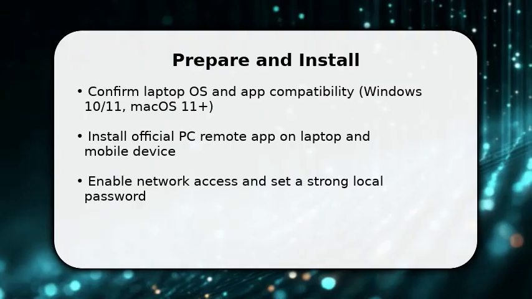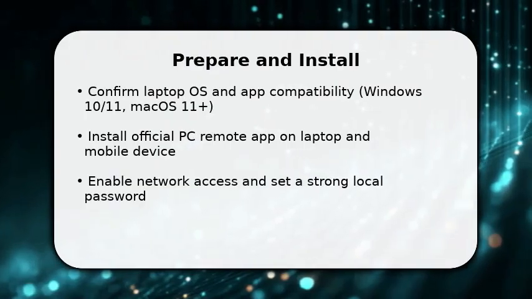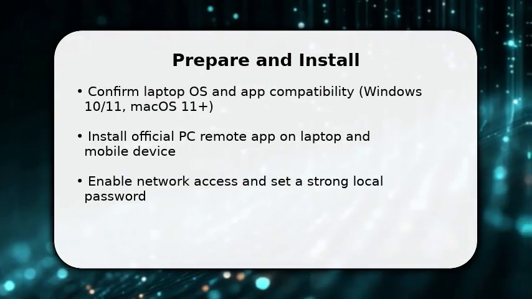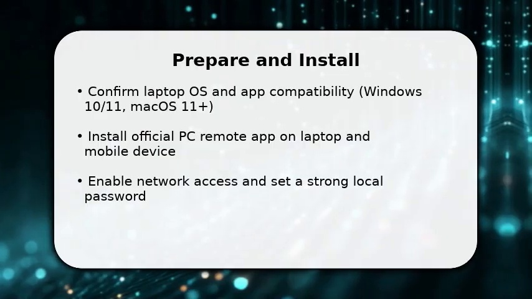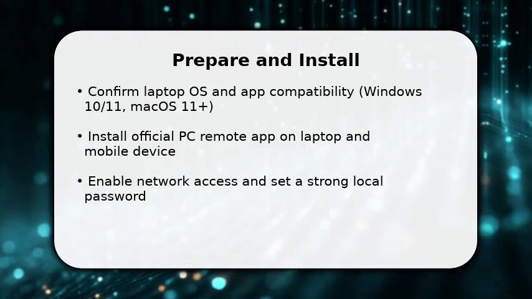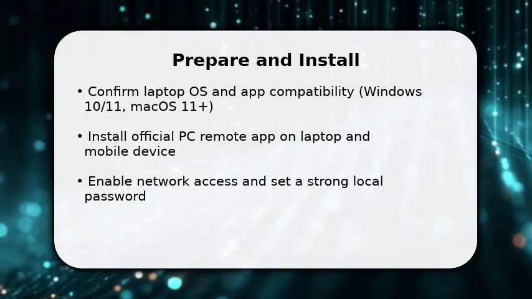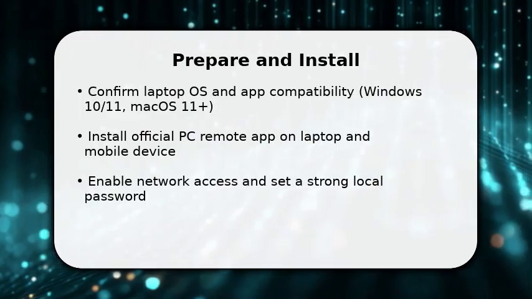You start by confirming compatibility and installing the official PC remote app on both your laptop and phone. Once done, enable network access and sign in with the same account on each device so they can authenticate. Make sure Windows Remote Desktop or the app's host service is running.